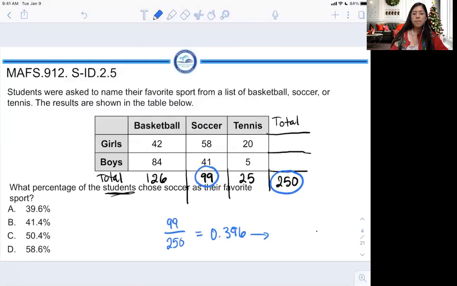Ms. Lopez, I have a question. Hold on, finish this problem. What's my final answer? 39.6. Thank you. Put the decimal point two places to the right. Okay, what's your question now?